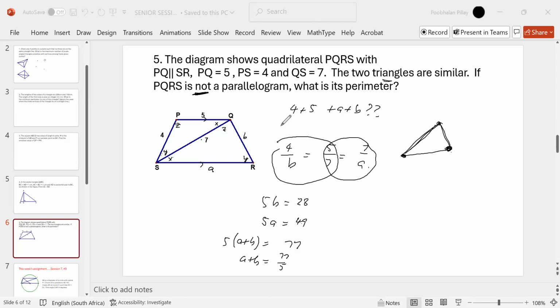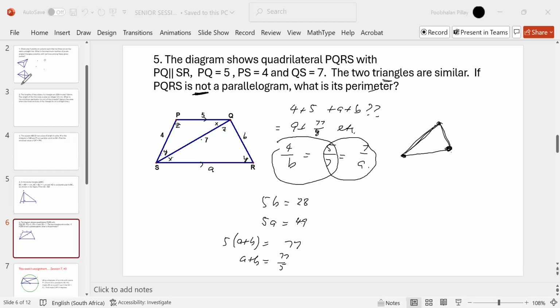So once you've got a plus b, this is equal to 9 plus 77 over 5, and so on. That gives you the perimeter. The question was, what is the perimeter? So I did the right thing this time by asking, what is the problem? I wrote down that problem right at the beginning, and then I realized I have to calculate a plus b. And the rest of it followed because of similar triangles. All right, so that is a very nice application of similar triangles.